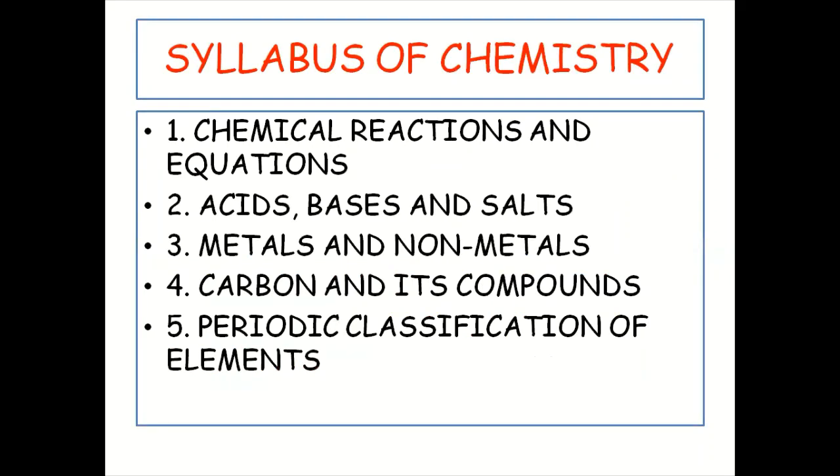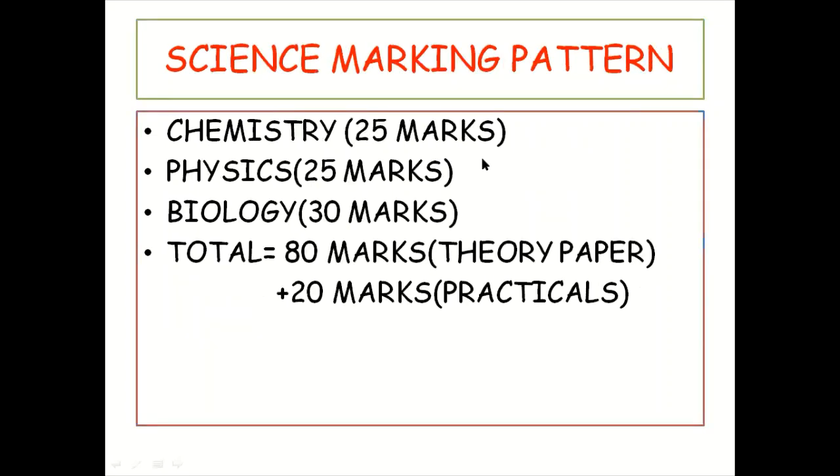So what about the syllabus of the class 10th chemistry? The class 10th chemistry consists of 5 chapters, and these 5 chapters are: number 1, chemical reaction and equation; number 2, acid, base and salt; number 3, metal and non-metal; number 4, carbon and its compounds; and the fifth one is periodic classification of elements. Among these 5 chapters, we are going to start with the first chapter, that is chemical reactions and equations.